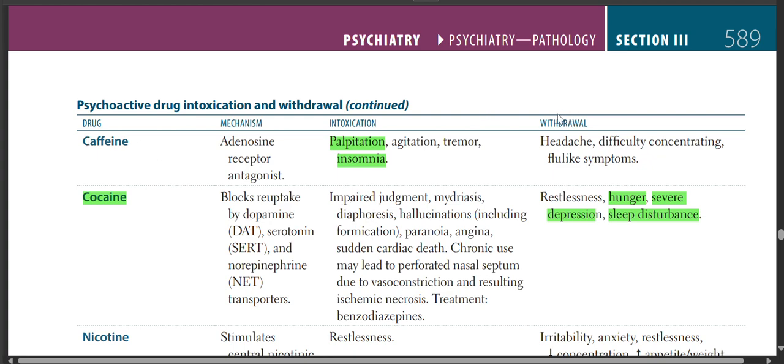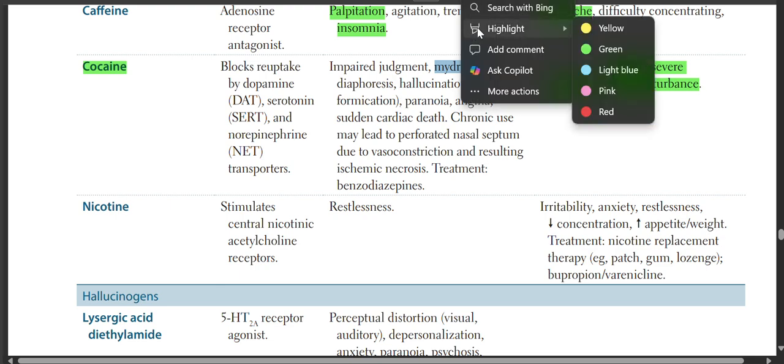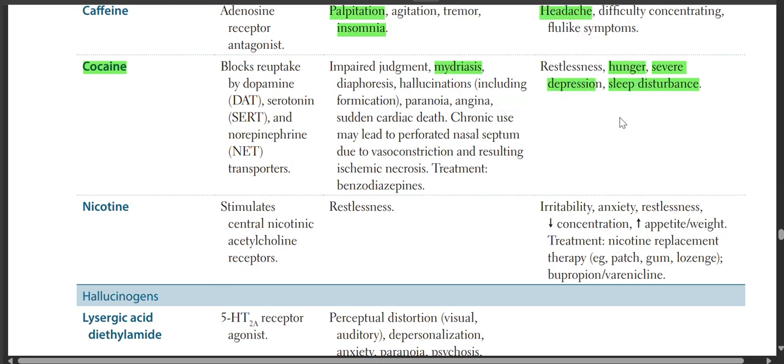And then the withdrawal, usually headaches are the most important withdrawal. However, flu-like symptoms can develop, but these are very rare. Next, we have cocaine. Now, in cocaine, usually it will be a nasal route of ingestion. That means the patients snort cocaine. And then symptoms would be mydriasis, which is important, and sudden cardiac death.